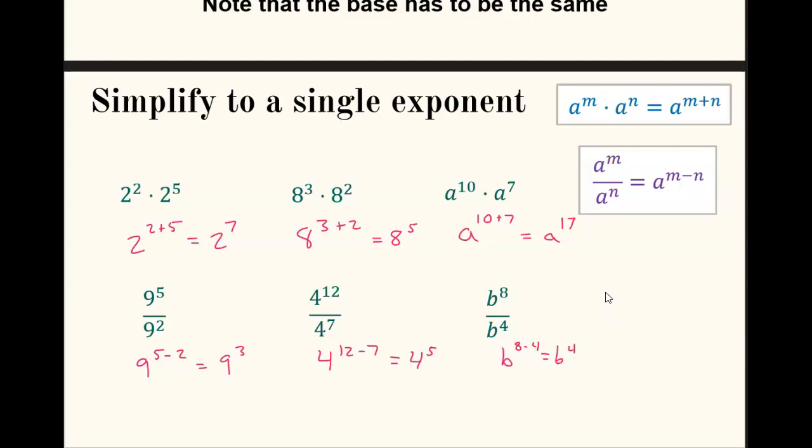Now what if we did something like 5 to the negative 5 times 5 to the 8? We haven't talked about negative exponents yet, or what they mean, but we could maybe guess that we can apply these same rules. We'll just get 5 to the negative 5 plus 8, which will be 5 to the 3rd. Negative 5 plus 8 is 3.